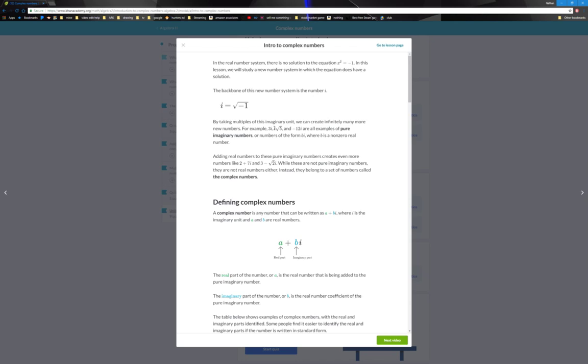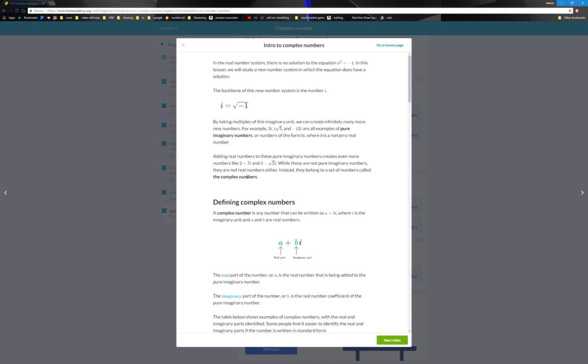For example, 3i, i square root of 5, and negative 12i are all examples of pure imaginary numbers, or numbers in the form of bi, where b is a non-zero real number and i is i. So adding real numbers to these pure imaginary numbers creates even more numbers like 2 plus 7i and 3 minus square root of 2 i. While these are not pure imaginary numbers, they are not real numbers either.